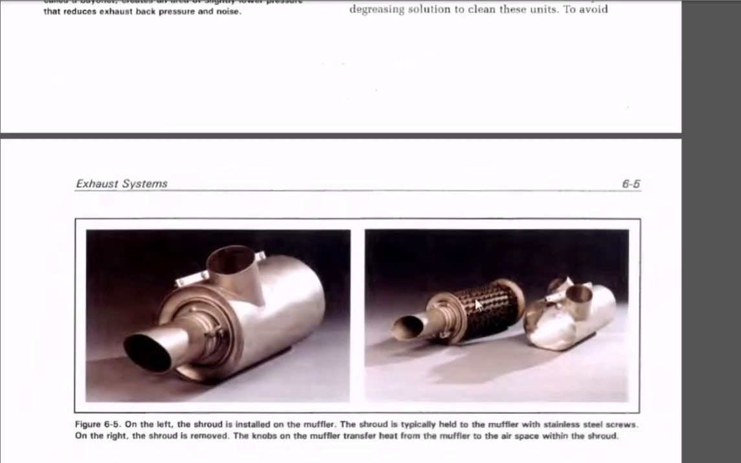Engine exhaust muffler ni dia ada two compartments. One is for the fresh air, the other one is for the exhaust. So the first compartment is the exhaust, ni dalam ni. Dia maksudnya dia tak bercampur dengan fresh air, dia cuma transfer heat saja. Ni exhaust gas tu akan lalu sini dan fresh air akan lalu di sekelilingnya.